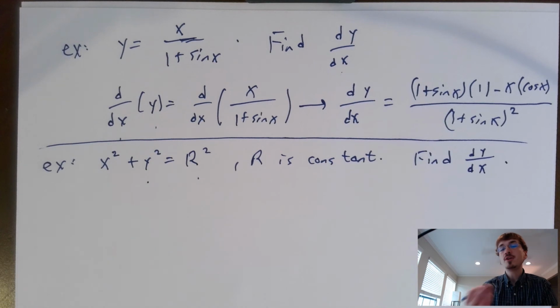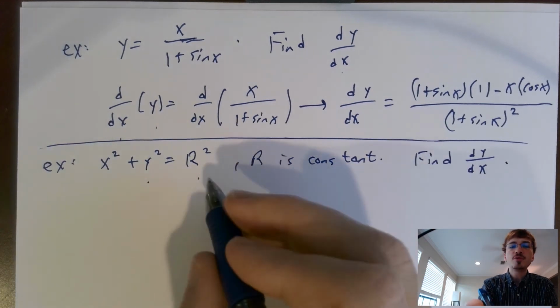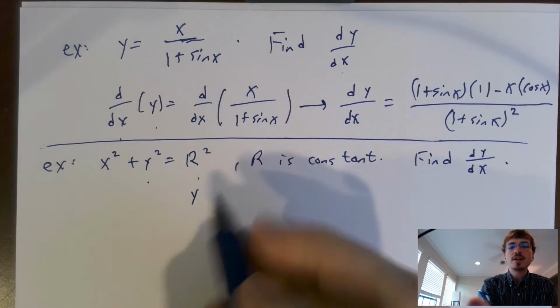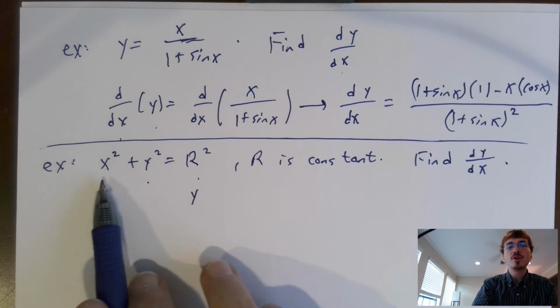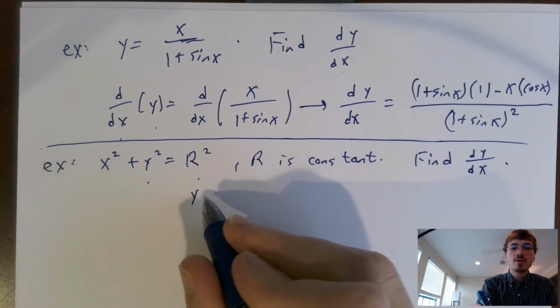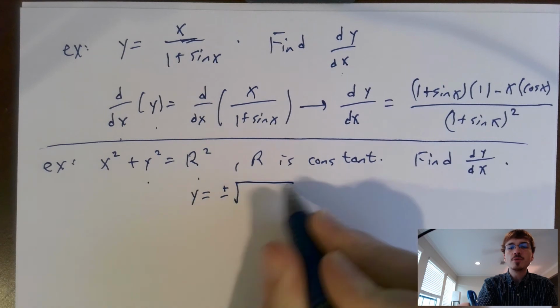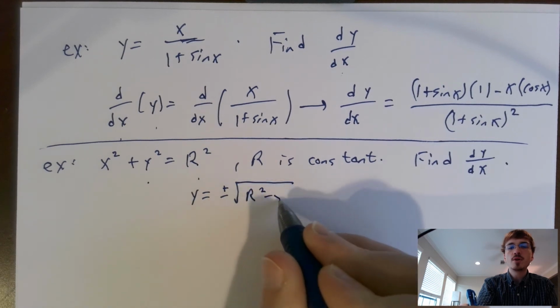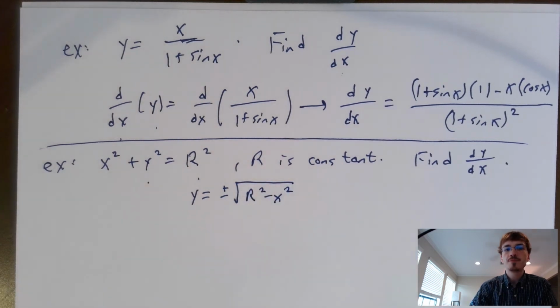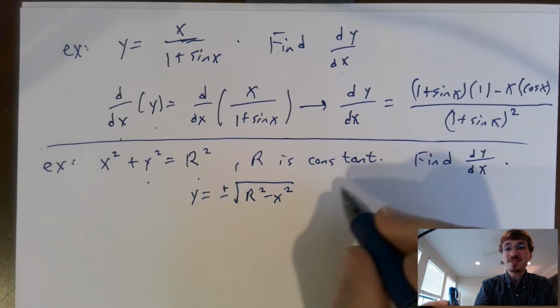Well, I know what you're thinking. We can solve for y, right? If we solve for y, we would get that, well, y squared is r squared minus x squared. So square rooting both sides, we get that y is plus or minus the square root of r squared minus x squared. And this isn't a function.